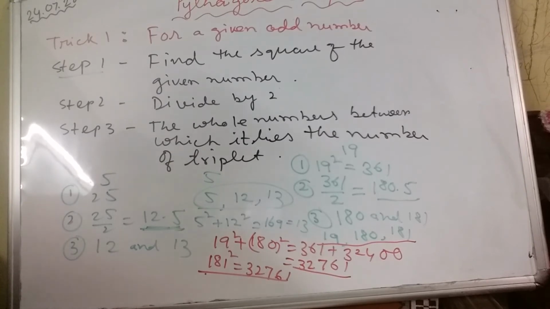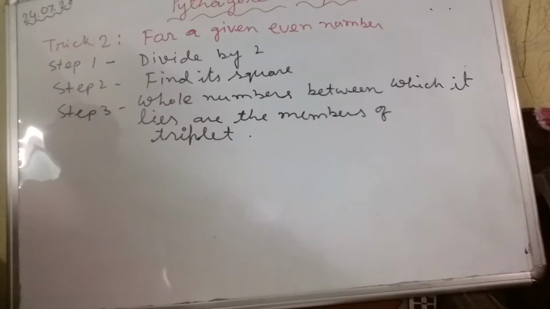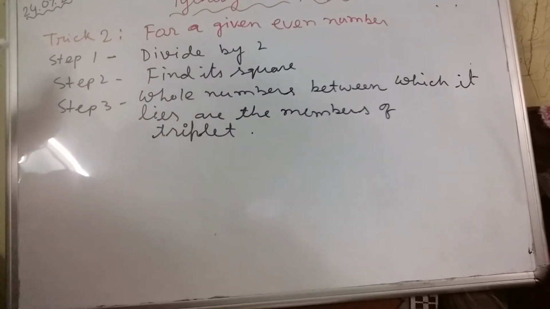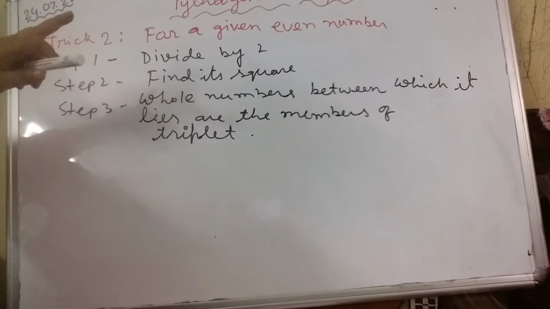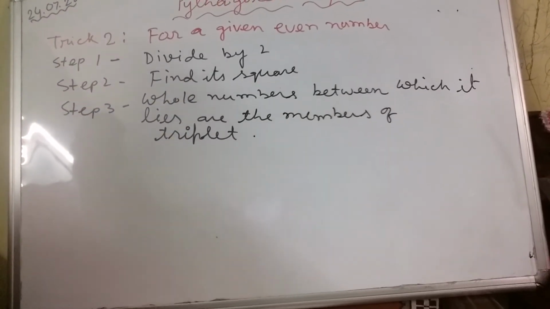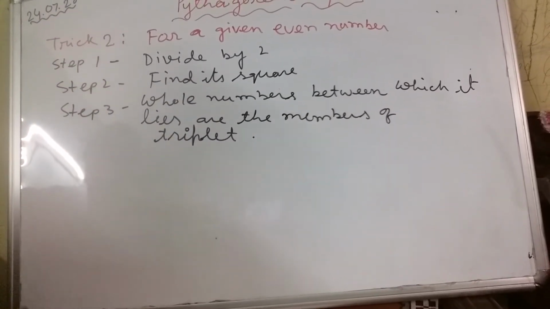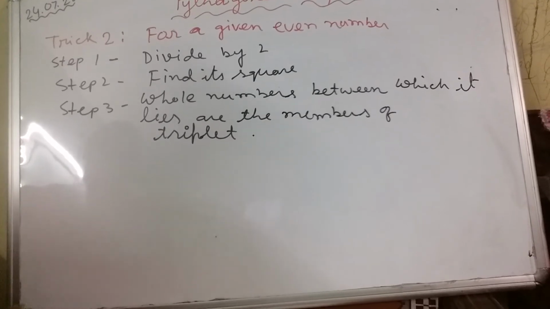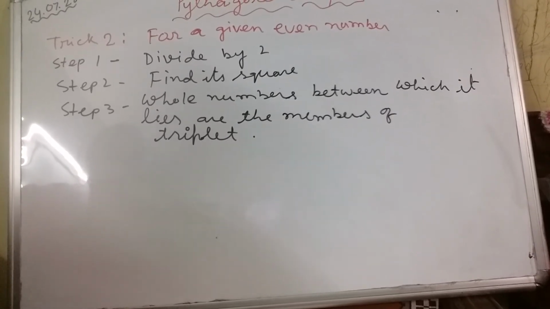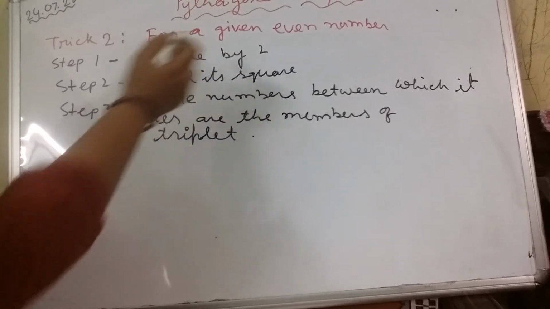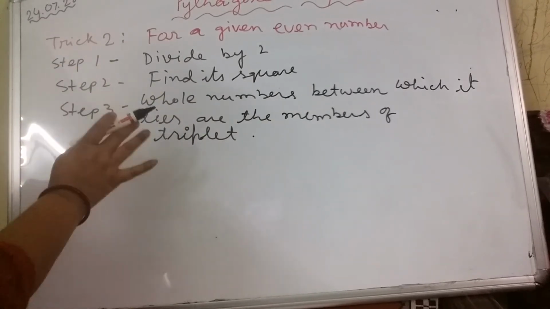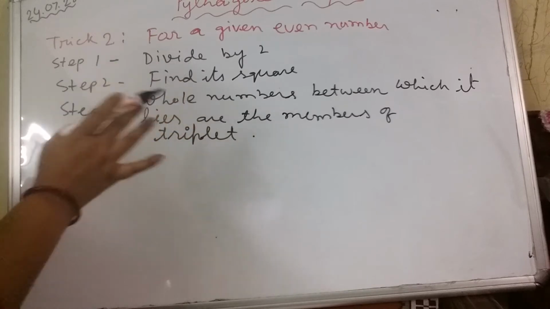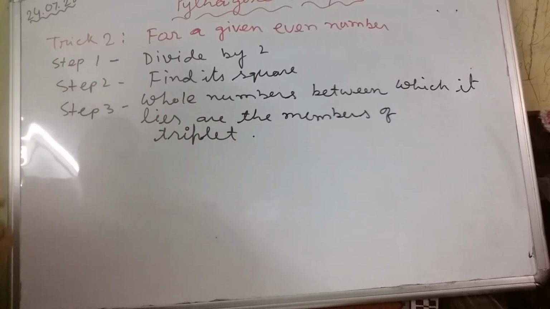Okay. Next is trick 2, to find out a Pythagorean triplet when the number given is an even number. Here the steps are a little bit different. First step is you have to divide it by 2, then find its square. Then the whole numbers between which it lies are the members of the triplet.